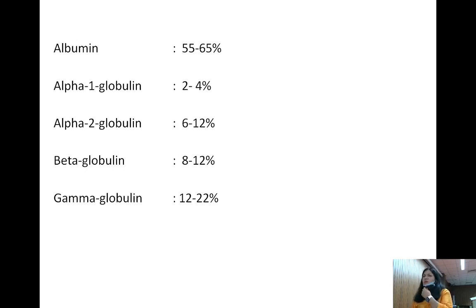So when you perform an electrophoresis, the albumin is the first band and it is the thickest. The percentage is 55 to 65. Then alpha 1, 2 to 4%, alpha 2 is 6 to 12, beta globulin 8 to 12%, almost the same thickness. Then gamma globulin 12 to 22%.